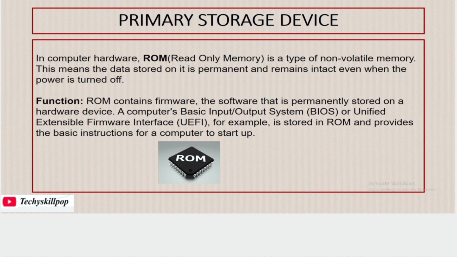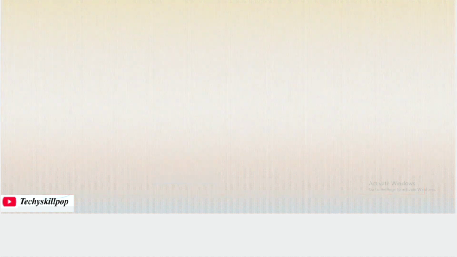Functions of the ROM include: it contains the firmware, that's the software that is permanently stored on a hardware device, a computer's basic input/output system, or unified extensible firmware interface. For example, installed in a ROM, it provides the basic instructions for a computer startup.